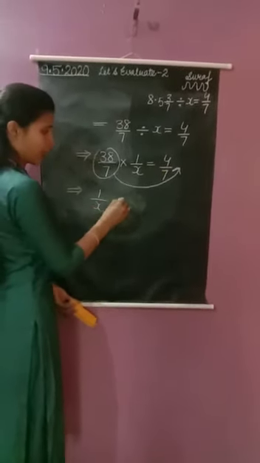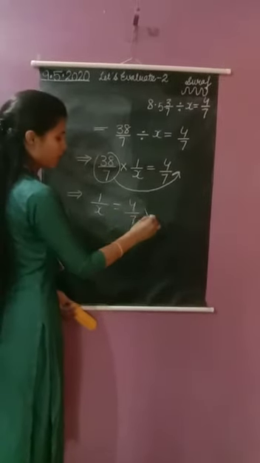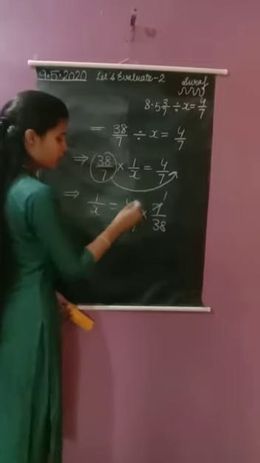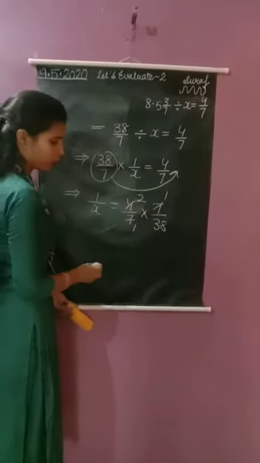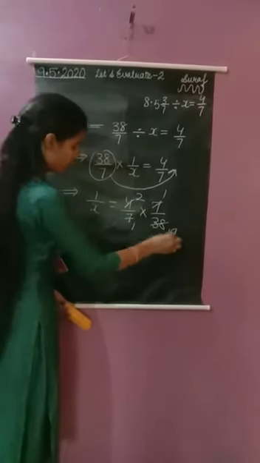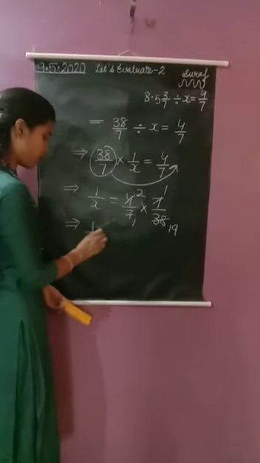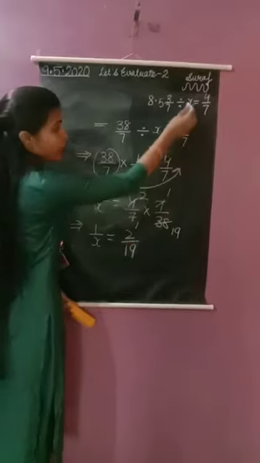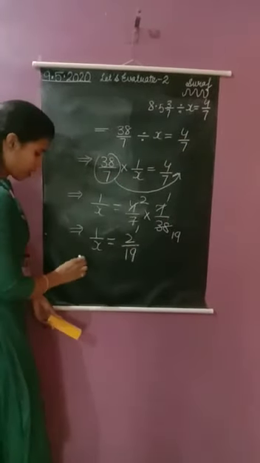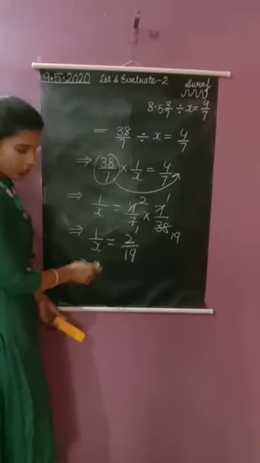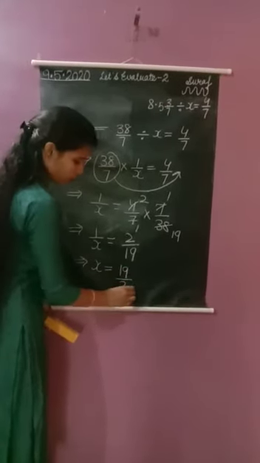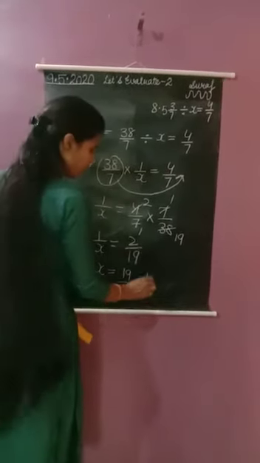1 upon x is 4 upon 7 multiplied by 7 upon 38. 7 cancels by 7. These both are divided by 2 and we get 2 upon 19. But here 1 upon x is equal to 2 upon 19 and we have to find the x value. So now find the value of x. Whenever we find the value of x, we get 19 upon 2. Okay, this is your answer.